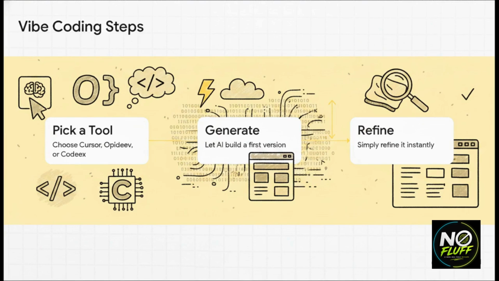First, pick an AI-powered coding workspace. Tools like Cursor, Opediv, or Codeex are really leading the pack right now. These look just like regular text editors, but they have a powerful AI brain directly wired into the files. Second, let the AI generate a rough first version. And third, refine it. That's the whole shebang. It really is just a conversational loop, and it completely democratizes the creation process for literally anyone willing to try.